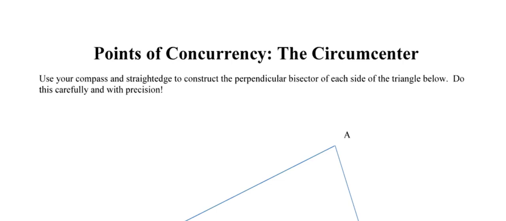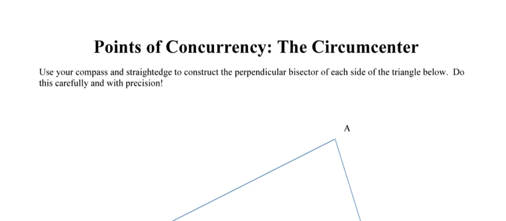In this video, I'm going to teach you 3 additional points of concurrency besides the centroid, which you've already seen before. In order to do this, you're going to need your compass and straight edge. So if you don't have yours, go ahead and pause the video right now so that you can grab your compass and straight edge. And then let's go ahead and do this.